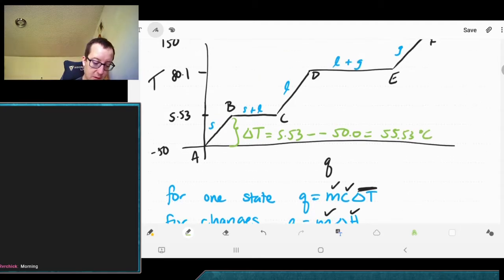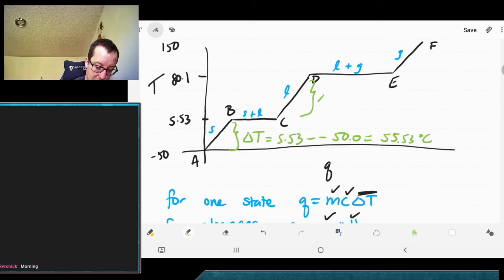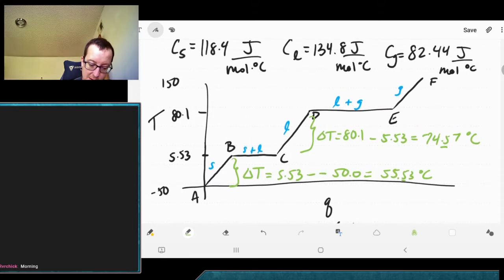If we look at what our delta T for the liquid is going to be, we're going to end at 80.1 because that's when it starts boiling. And we're going to start at 5.53, so 80.1 minus 5.53, 74.57. We should probably note our sig figs with these. And then the last delta T we're going to be working with is going to be ending at 150, and we're subtracting 80.1, which will equal.